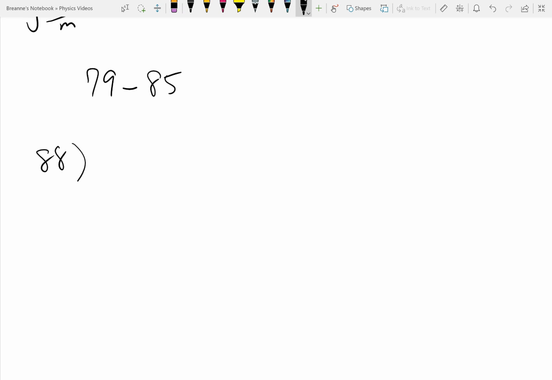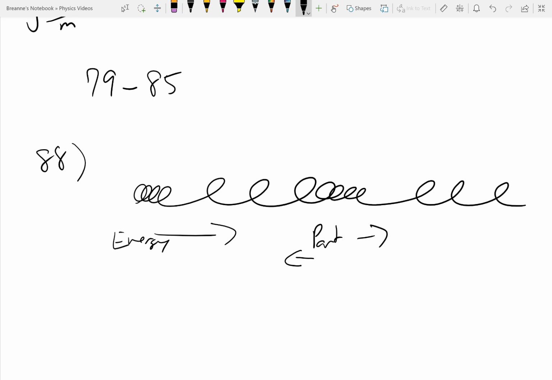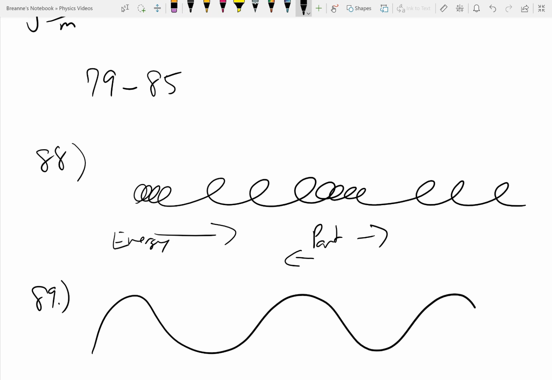So this is a longitudinal wave. It's parallel because the energy is going that way, and your particles are moving back and forth. They're vibrating back and forth. And 89, it's transverse, because again, the energy is going in this direction, but the particles are going up and down, so that makes it perpendicular. And this is parallel. Yay!